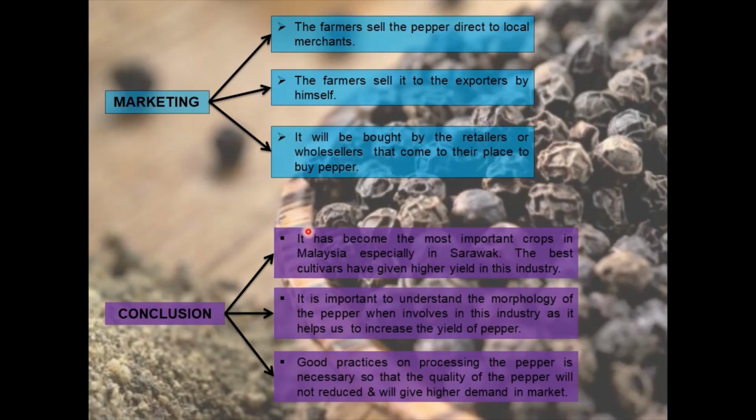So, in conclusion, pepper has become one of the most important crops in Malaysia, especially in Sarawak. The best cultivars have given higher yield in this industry. It is important to understand the morphology of pepper when involved in this industry as it helps us to increase the yield of pepper. Good practices in processing the pepper are necessary so that the quality of the pepper will not be reduced and will give higher demand in the market.